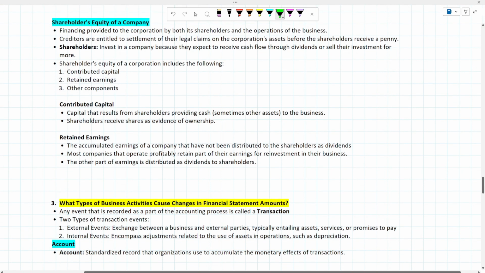Retained earnings are the accumulated earnings of a company that have not been distributed to the shareholders as dividends. Most companies that operate profitably retain part of their earnings for reinvestment in their business. The other part of earnings is distributed as dividends to shareholders.